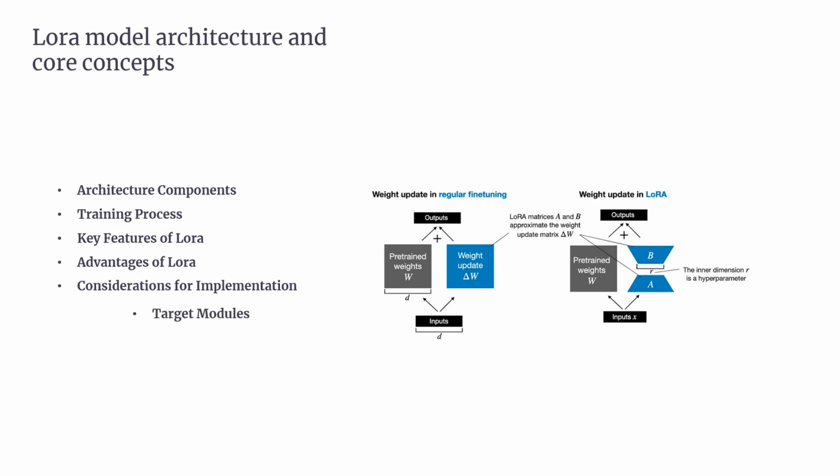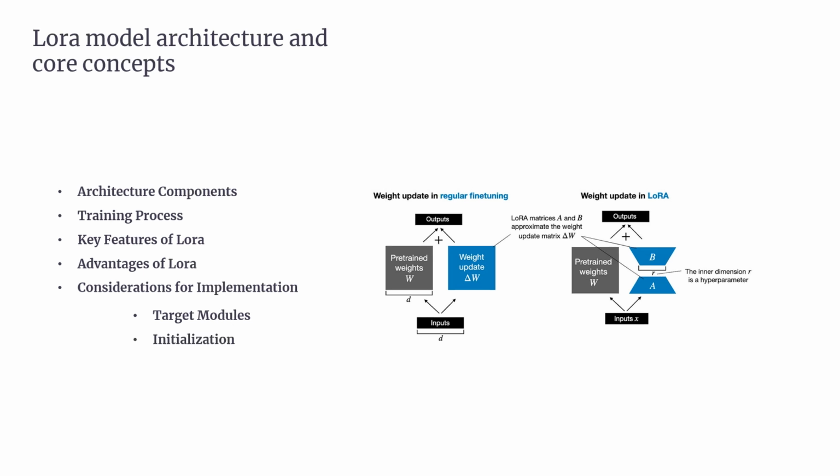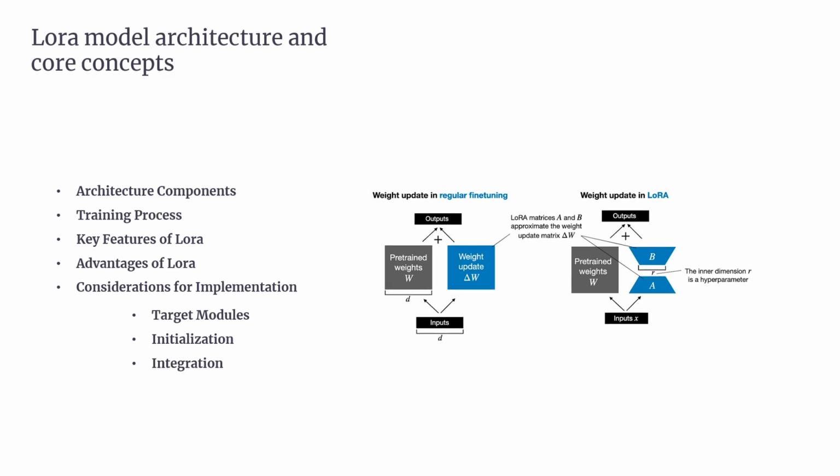1. Target modules. When using LoRA, it's important to decide which layers of the model to apply the low-rank adaptation to. For language models, this often involves modifying the query and value projections in the attention layers. 2. Initialization. LoRA weights can be initialized using methods like LoftQ to improve optimization. 3. Integration. To add LoRA to an existing model, techniques like graph rewriting can be used. This has been demonstrated in frameworks like Axon.